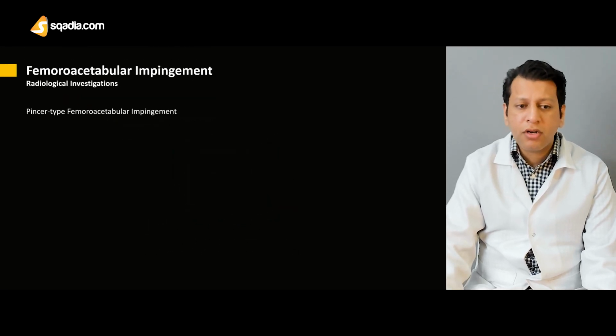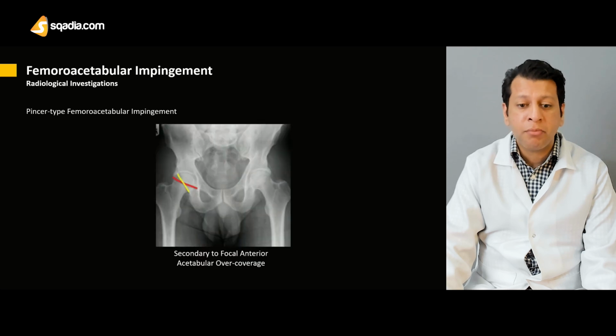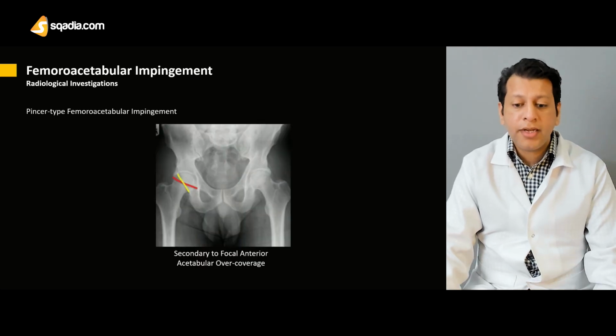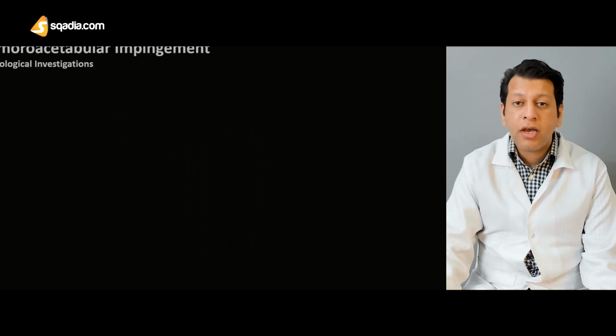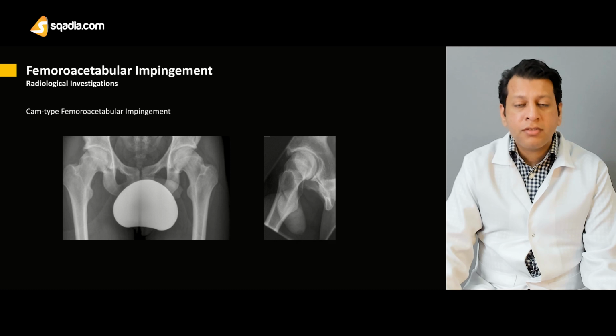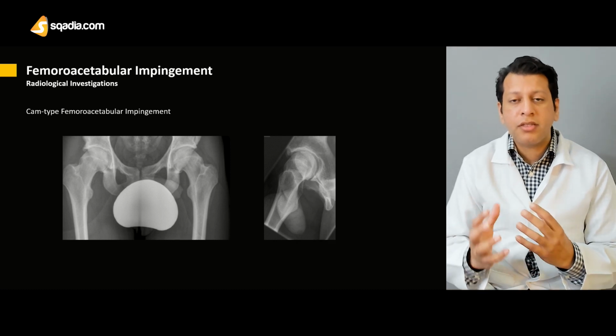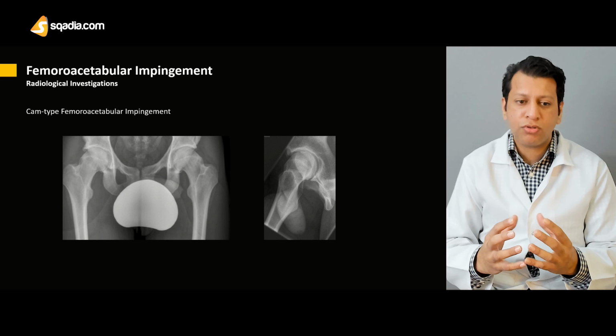Now coming to further radiological investigations in pincer type, either you have a focal anterior acetabular overcoverage leading to crossover sign, or you have actually other type of retroversion of the acetabulum which may lead to this crossover sign.